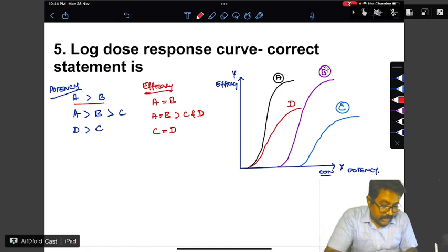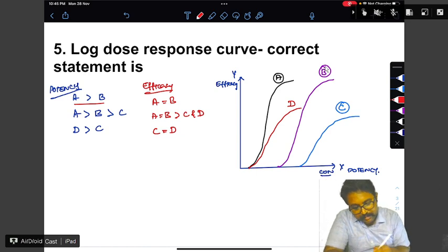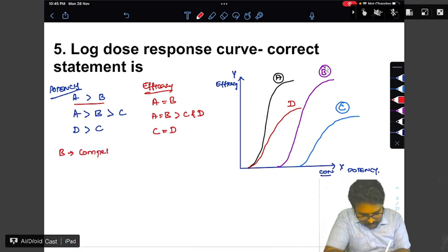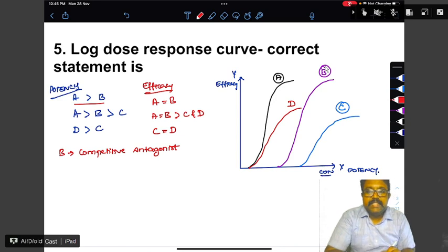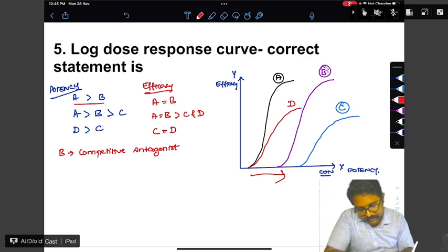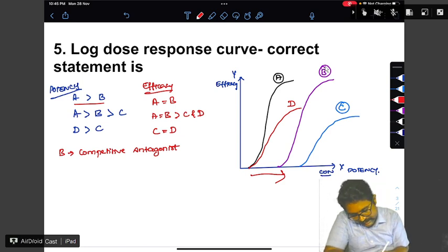One more thing you should remember is that drug B is a competitive antagonist. To produce a response similar to that of A, the agonist, you have to increase the dose. You're increasing the dose here, which affects the potency. So what about drug D?